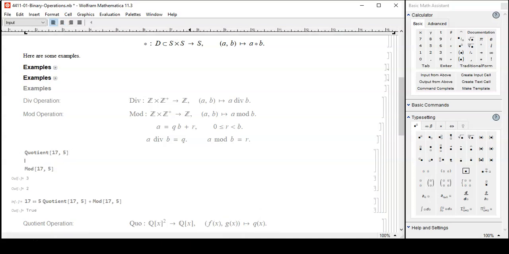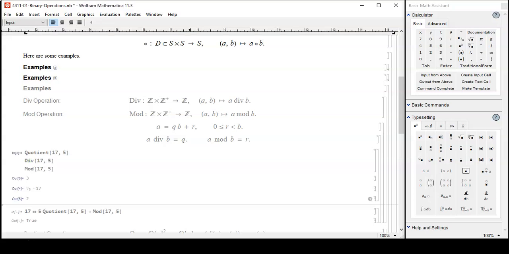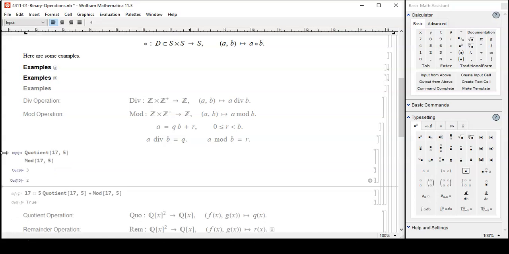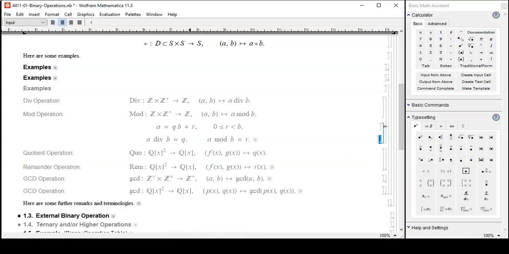Mod 17, 5, let's see. Does it support div operation? No, it doesn't. Oh, Quotient, okay. So the div operation can be done by Quotient[7,5]. That's Mathematica language. And the mod operation by Mod. No Div, because Div is taken by divergence.